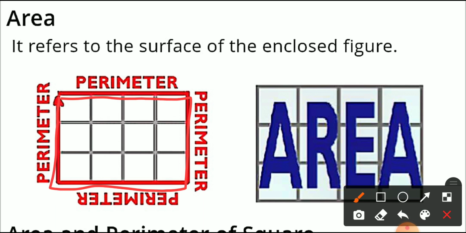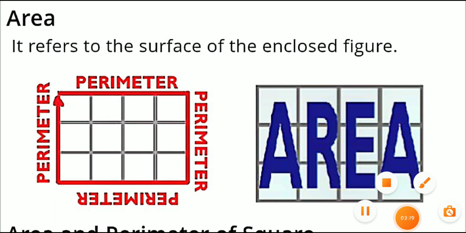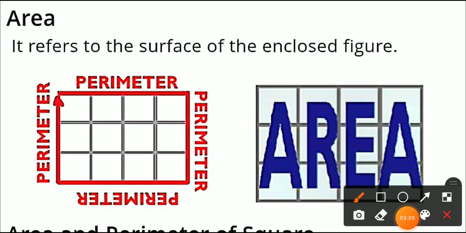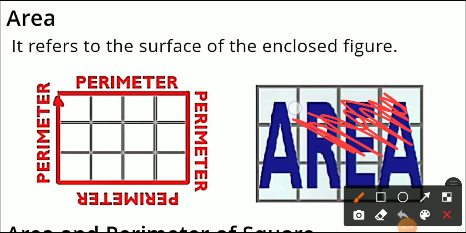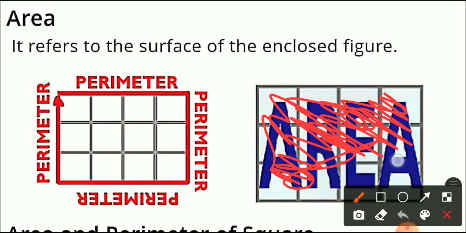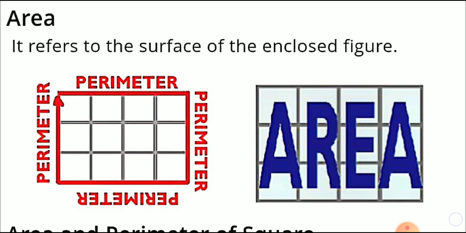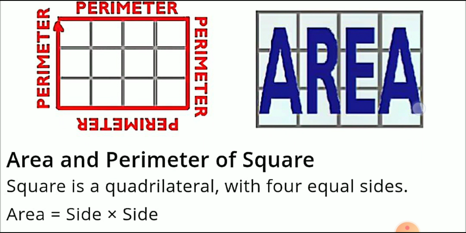This is the outline, so this is known as perimeter. Whereas if we talk about area, so what is area? This is area. The surface enclosed by the outlines of the figure is known as area. Understood? Hope you understand the difference between the area and the perimeter.